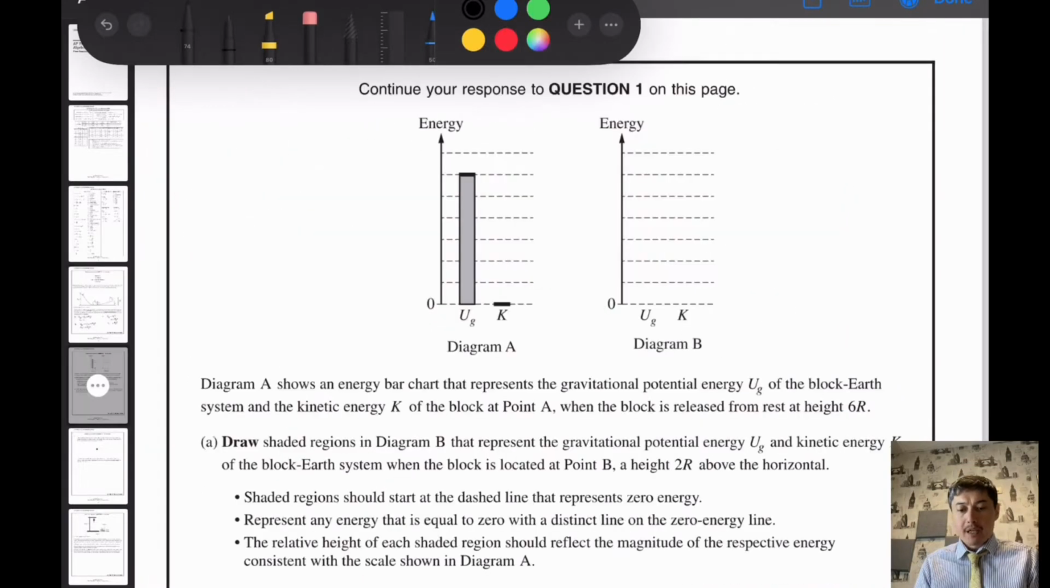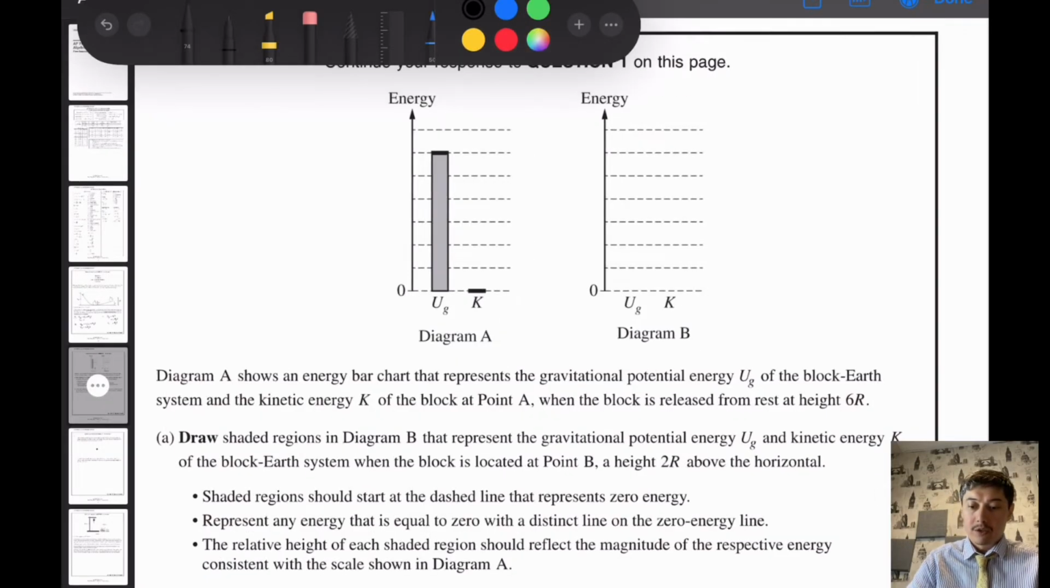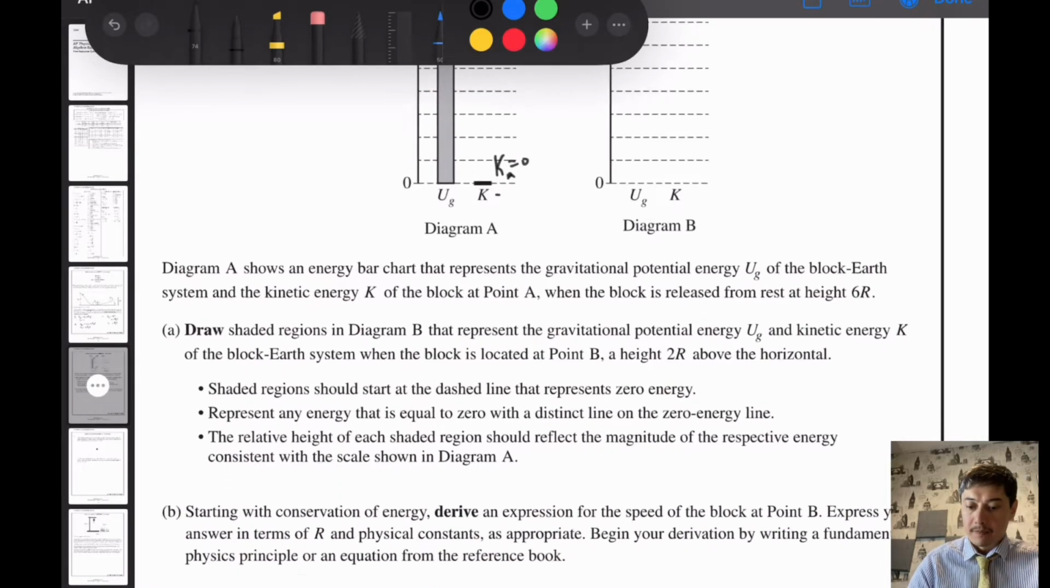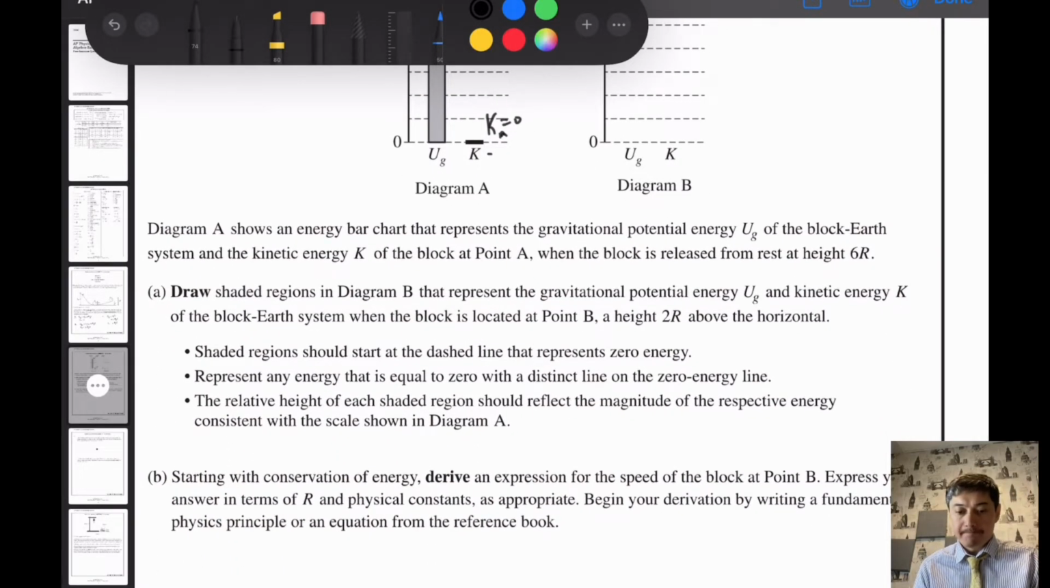Okay, diagram A shows an energy bar chart that represents the gravitational potential energy UG of the block-Earth system and kinetic energy K of the block at point A. We can see we have got some gravitational potential energy and 0 kinetic energy. At the beginning we have got kinetic energy equal to 0 at point A and potential energy equal to 6 mgr. Alright, here is a question.